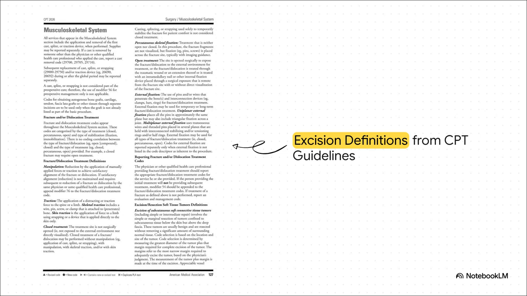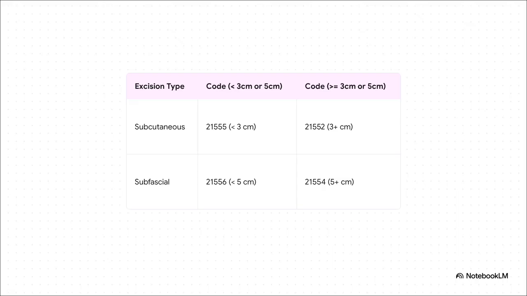You literally cannot code these correctly unless you read the operative report to find out exactly how deep the surgeon's scalpel actually went. So let's see how these two parameters, depth and size, actually intersect to give you your final code. For a shallow subcutaneous tumor removed from the neck or thorax, your magic number is 3 centimeters. If it's less than 3 centimeters, it's code 21555. If it's 3 centimeters or greater, you use 21552. But the moment we go deep into that subfascial layer, the size threshold actually jumps up. For deep tumors, less than 5 centimeters is code 21556, and 5 centimeters or greater is code 21554. The golden rule here, always check the depth first, and then check the size threshold for that specific depth.